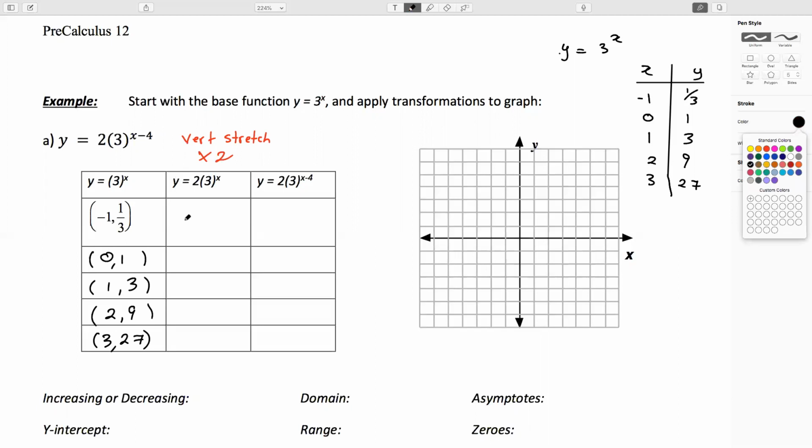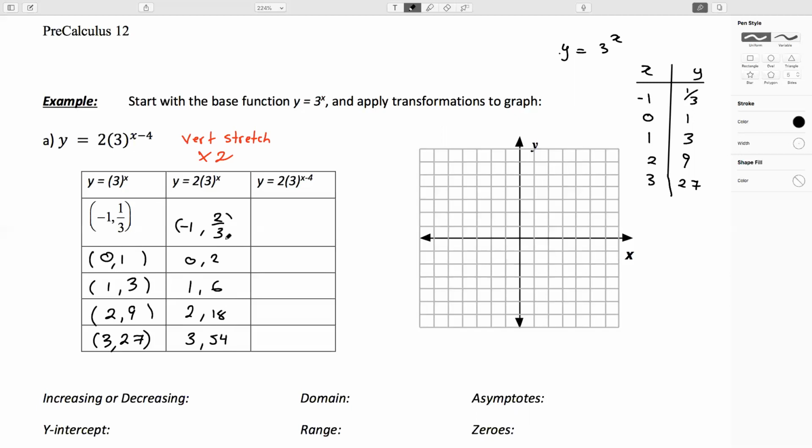So the x values are going to stay the same. They're still -1, 0, 1, 2, and 3, but the y's are now doubled. 1/3 becomes 2/3. 1 becomes 2. 3 becomes 6. 9 becomes 18. 27 becomes 54. So we've applied our vertical stretch. Now we've got to apply the last transformation, which is a translation. If x gets replaced with x minus 4, effectively we're going to translate 4 units right.